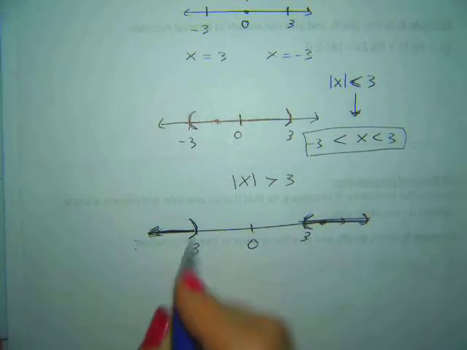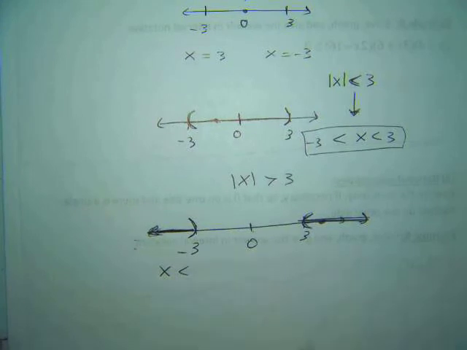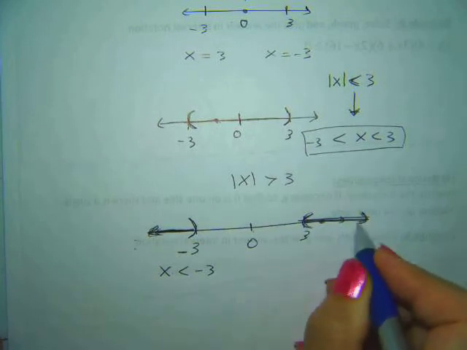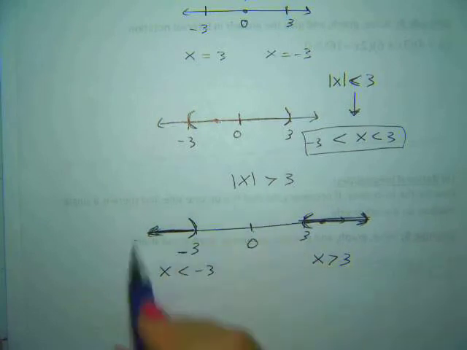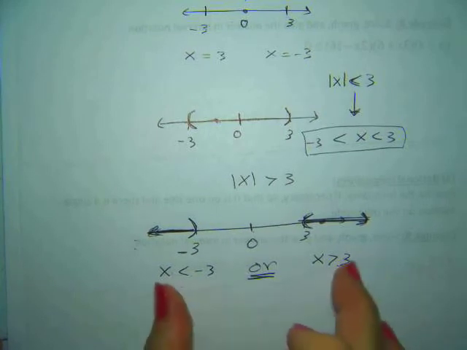So this here is x is less than, all this time I forgot the negative, x is less than -3, or in this interval where x is greater than 3. So now the equivalent to this is this statement or this statement. So we cannot put these two as a three-way inequality.